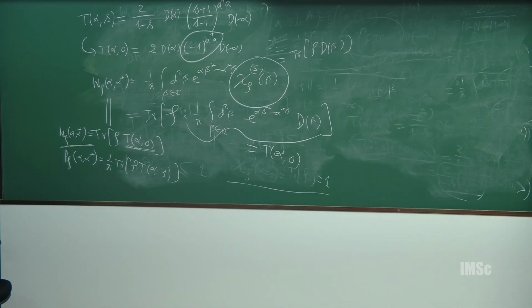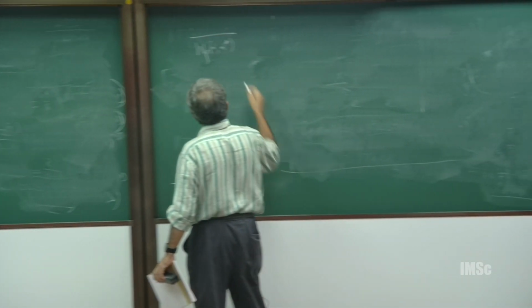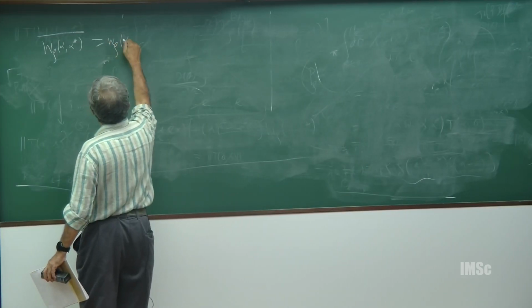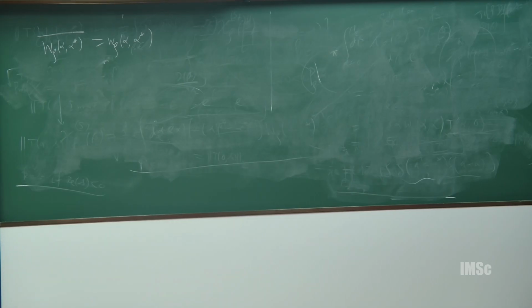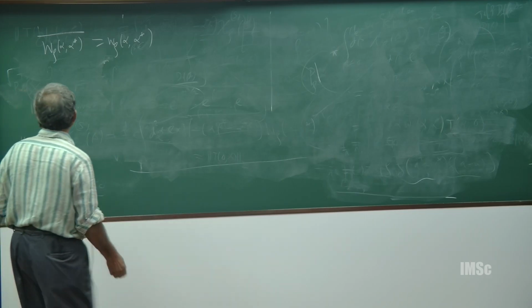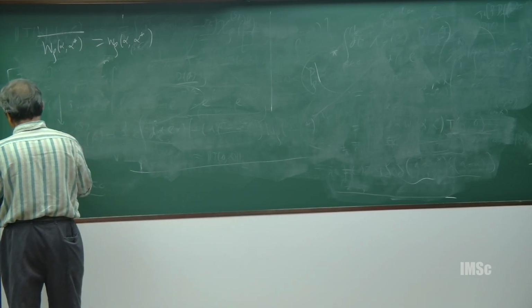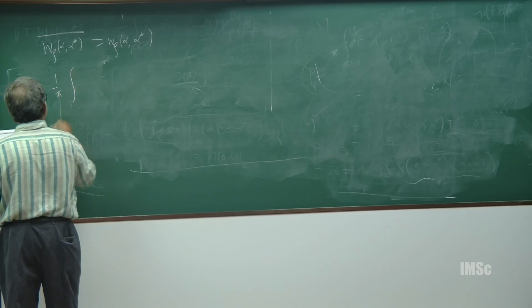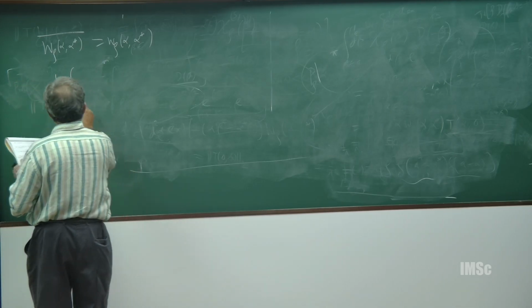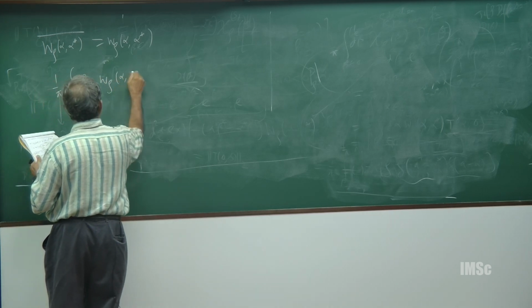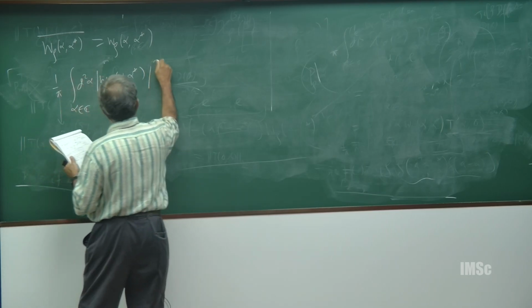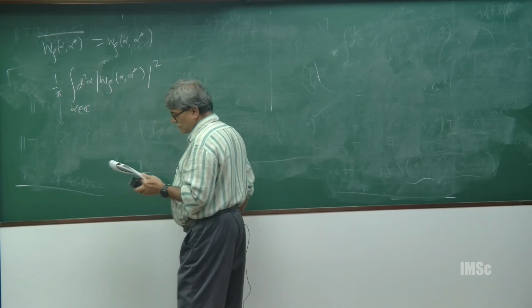So, as I said, W_rho(alpha, alpha star) is equal to W_rho(alpha, alpha star) star. Why? Because T of alpha, 0 is a Hermitian operator. So, therefore, this is real. This is normalizable also, in the sense that the integral d square alpha of the mod square of W_rho(alpha, alpha star). I mean this is basically real, so it is fine.